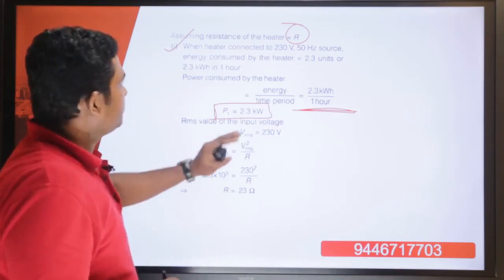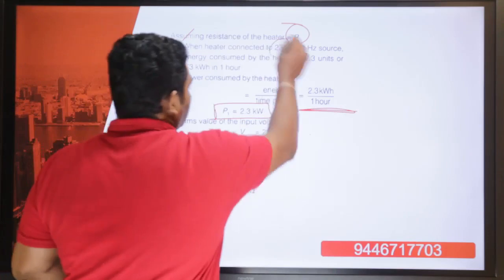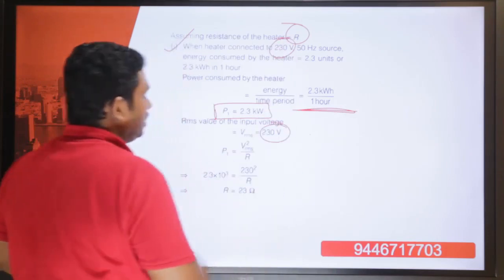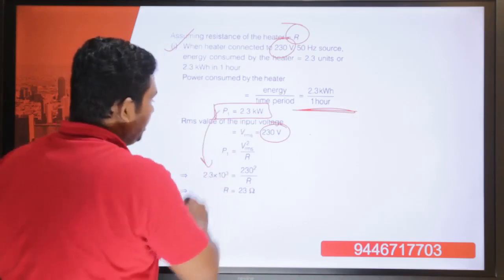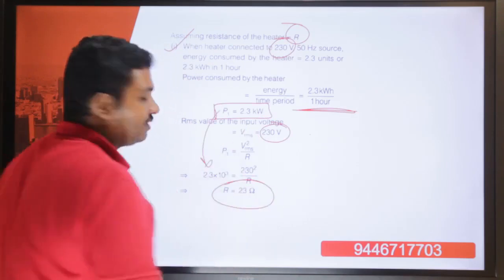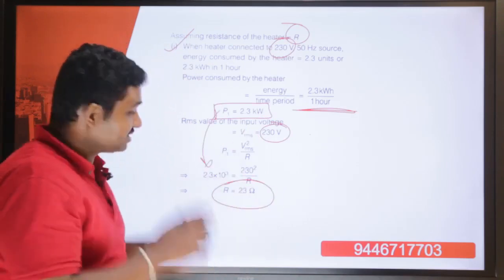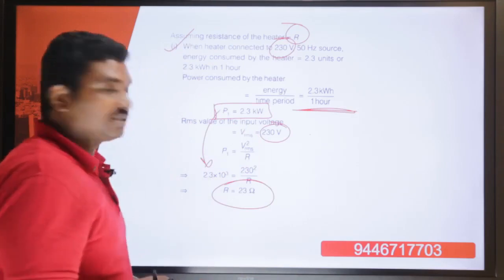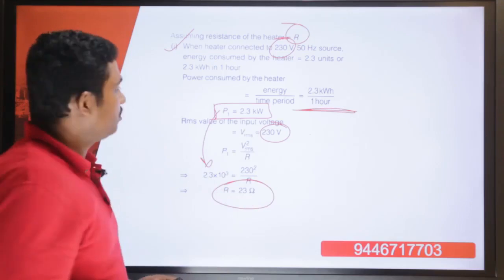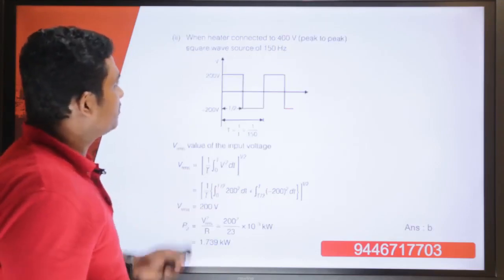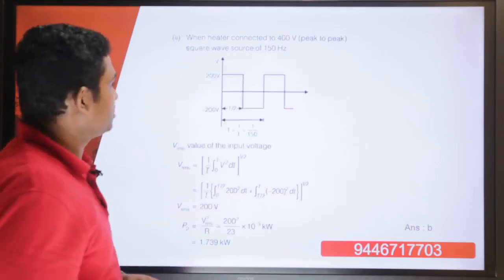Now the RMS value of the input voltage is given as 230. So Vrms is equal to 230. P is equal to Vrms square divided by R. We have obtained P. From this we will be able to find out the resistance of the heating element of the heater as R is equal to 23 ohms. Now this 23 ohms we will have to put into the next condition.